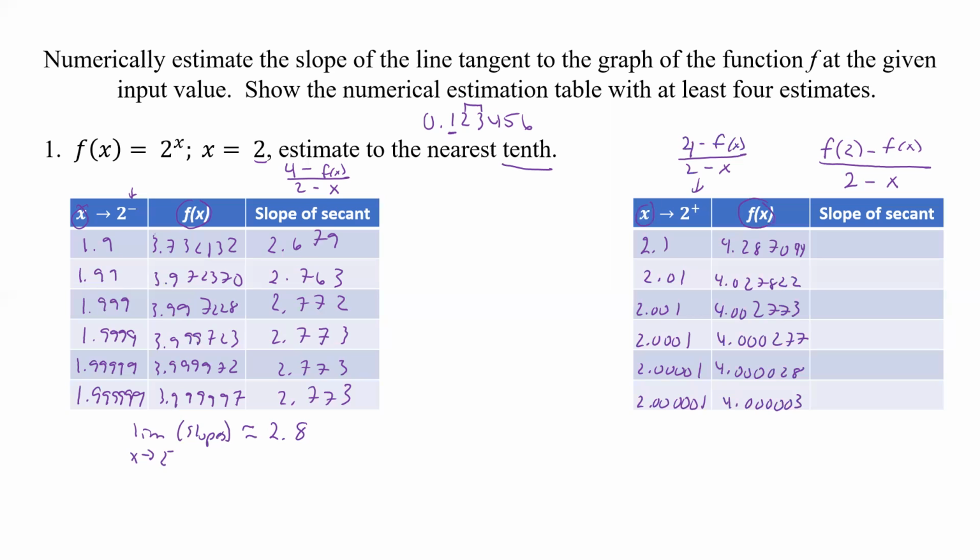And so we get the 2.87094. But again, we only have to go out to 3 decimal places, so we're going to get 2.871. Okay, and this one becomes 2.782, and then 2.774, 2.773, and here again our limit of the slopes as x goes to now 2 from the right, that's approximately, to 1 decimal place, 2.8.